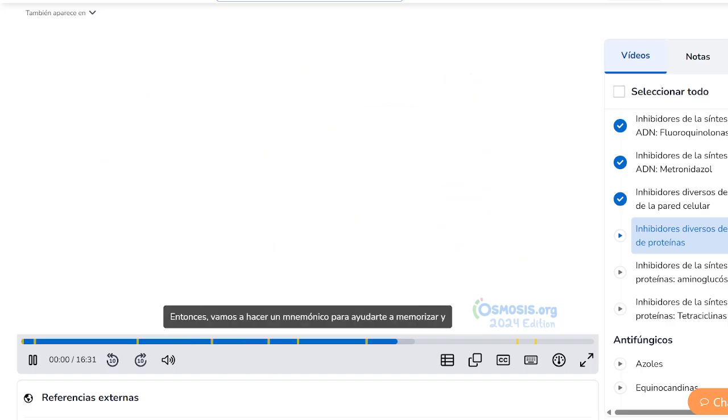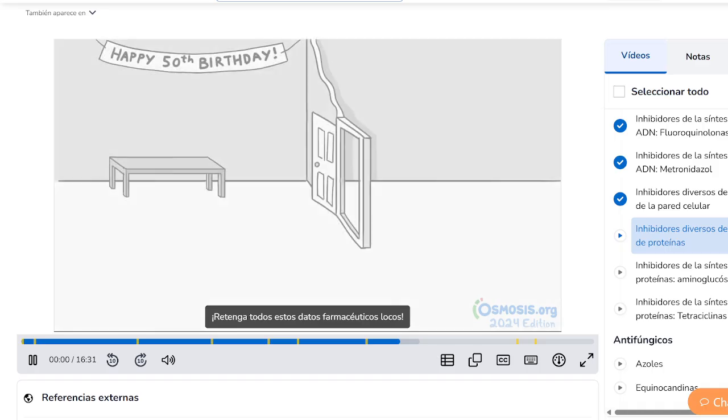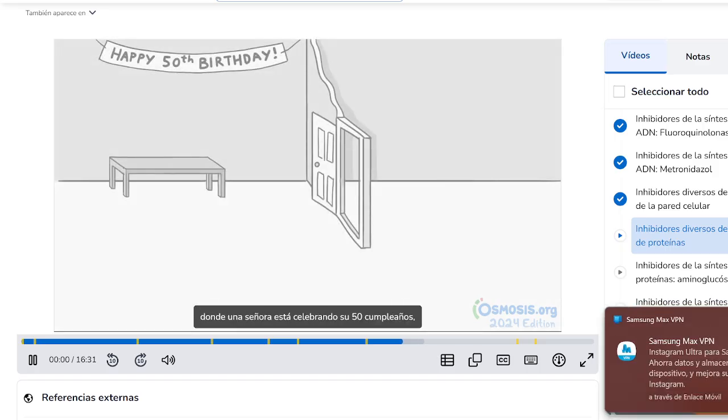Alright, now let's make a mnemonic to help you memorize and retain all of these pharmacology facts. So let's set the scene by going to an apartment where a lady is celebrating her 50th birthday. This will help you remember all of these drugs act on the 50S ribosome.